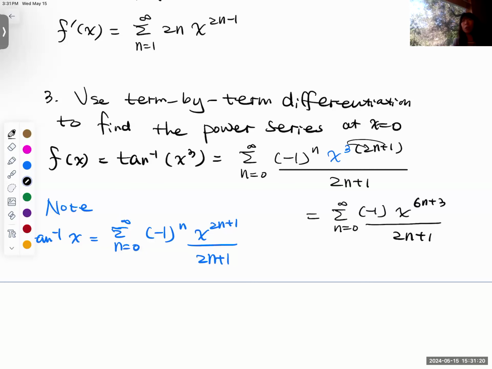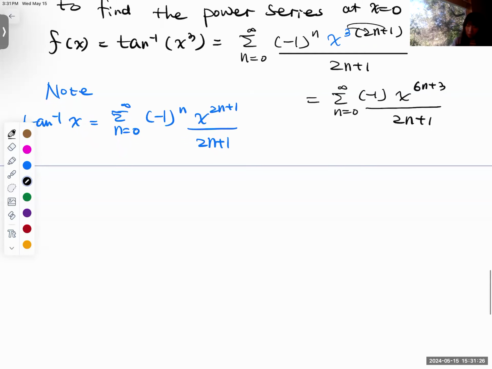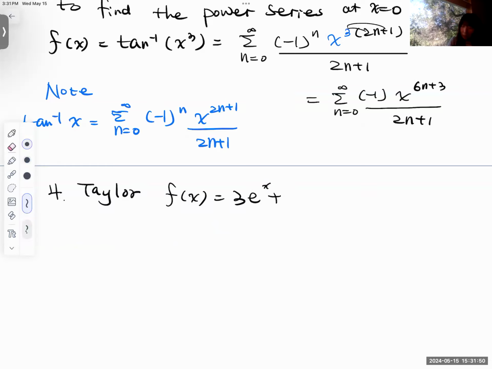Number 4. So we have a Taylor series for f of x equal to 3e to the x power plus 4e to the negative x power, centered at a equal to 0, right?